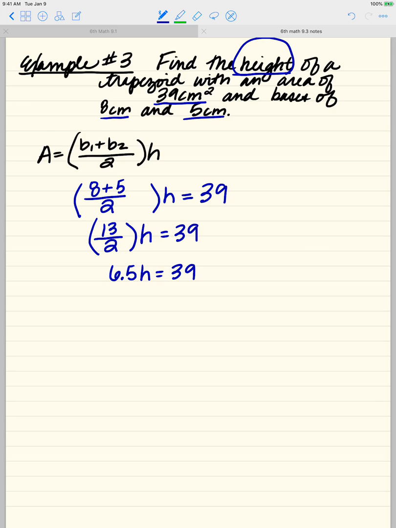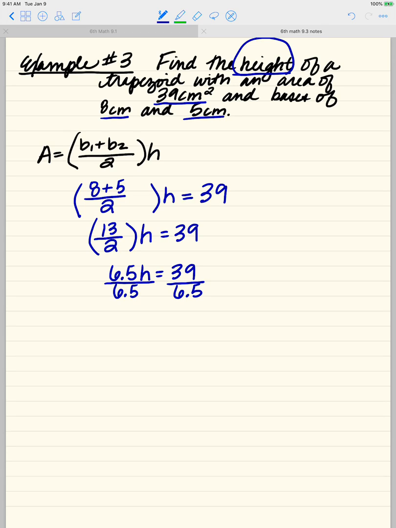I am trying to find the height of this trapezoid. I need h all by itself. H is being multiplied by 6.5. So I need to do the opposite of multiplication. The opposite of multiplication is division. Divide this side of the equation by 6.5. If I divide one side of the equation by 6.5, I have to divide the other side by 6.5. Okay, that keeps my equation balanced.